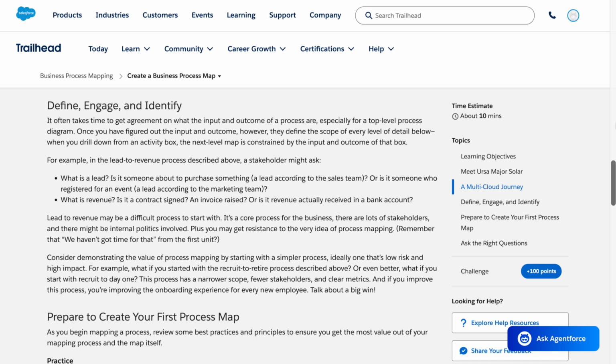It's a core process for the business. There are lots of stakeholders, and there might be internal politics involved. Plus, you may get resistance to the very idea of process mapping. Remember that we haven't got time for that from the first unit?